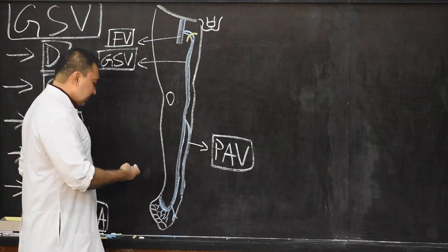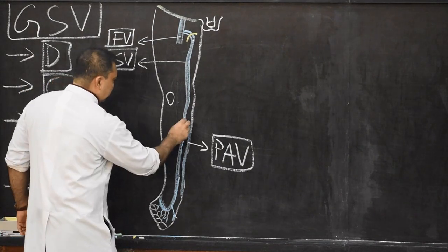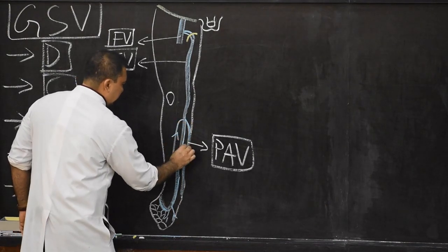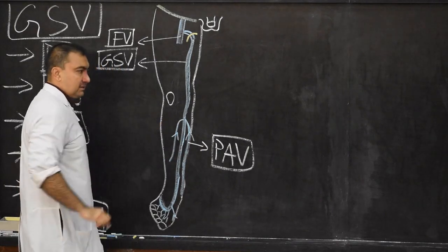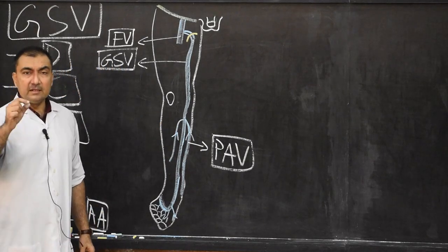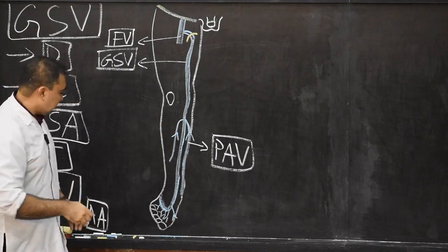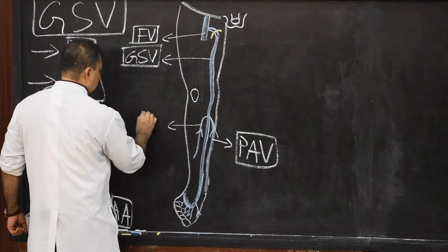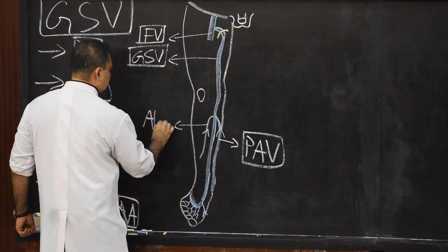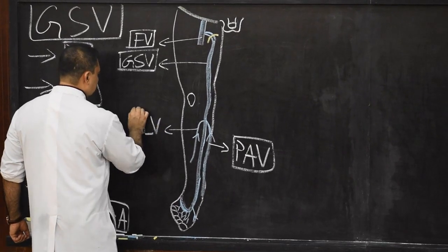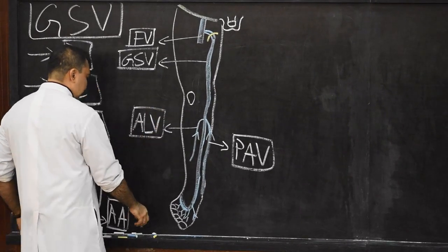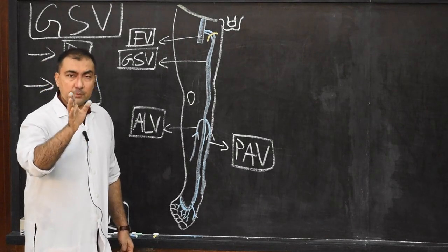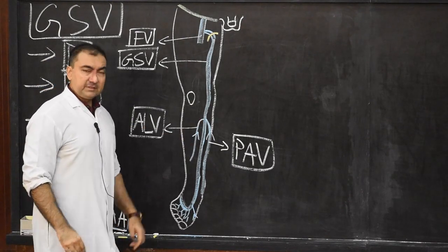The second important tributary will be here, and we name this tributary the anterior leg vein. So the name of this tributary will be anterior leg vein, which will drain the blood from the anterolateral aspect of the leg and will directly open into the great saphenous vein.